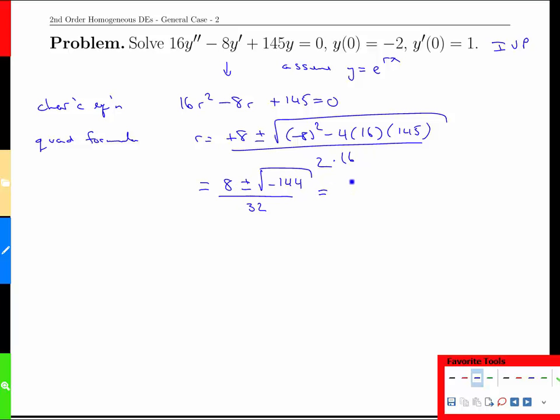Well, that we can tidy up to be 8 over 32 plus or minus 12 in disguise with a square root of negative 1. If we took this 12 and multiplied it in, we'd get 12 squared, and with the negative make it negative 144. And that's all over 32. So just tidying up a little bit, dividing by 4, we have a quarter plus or minus 3 over 8 square root of negative 1. This is exactly the a plus b times the square root of negative 1 form that we identified earlier as being an interesting case. And right away, we can write down the general solution.